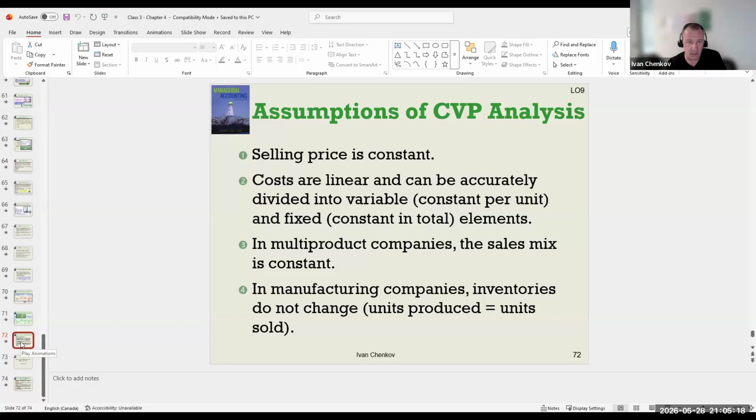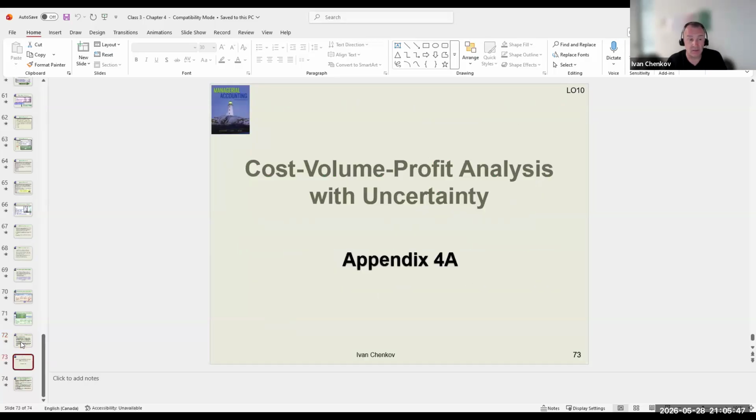End of the story. And for a manufacturing company, whatever you produce, that's how much you're selling. You're not changing the inventory level. You're not building inventory. You're not decreasing the inventory. So as you can see, so many things have to happen at the same time. But again, this cost-volume-profit analysis is a powerful tool, which is going to give you an idea of how much you need to achieve from the sales. And there's a certain uncertainty, but we're not going to go that deep. And that concludes today's chapter.